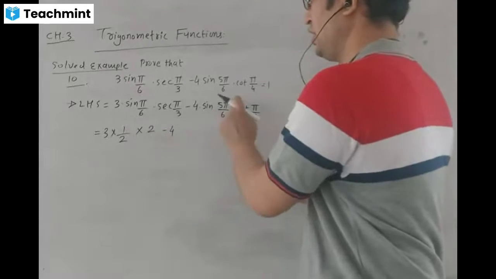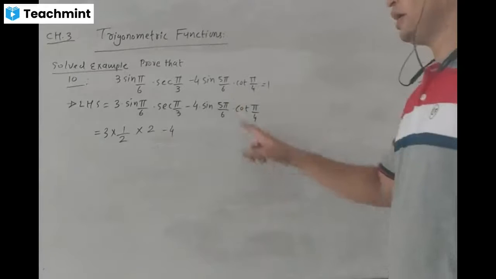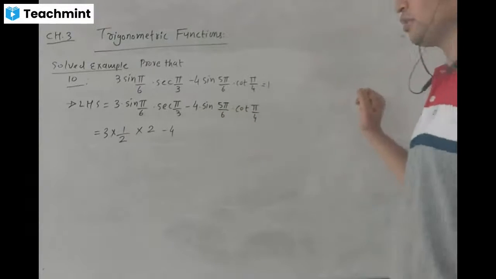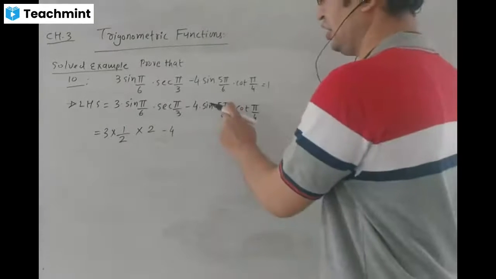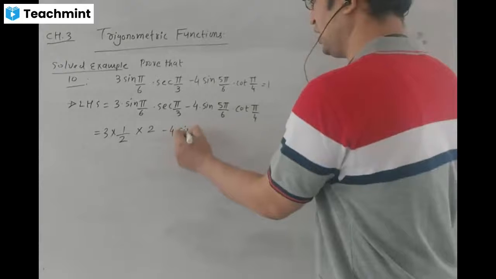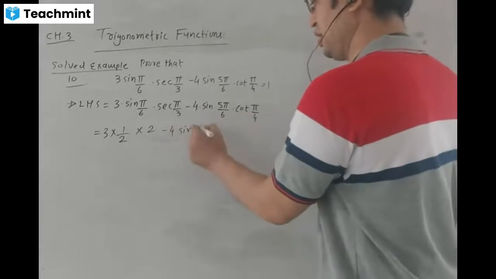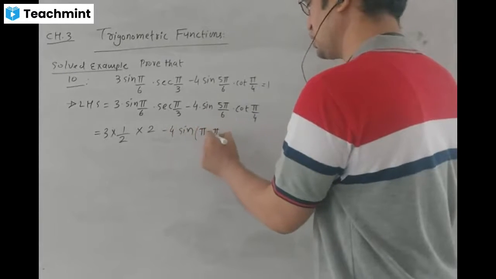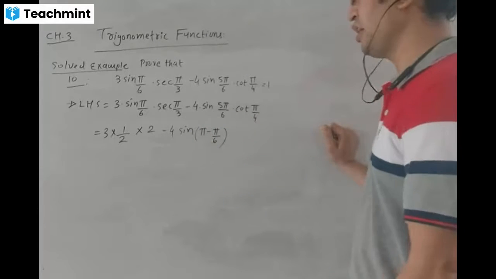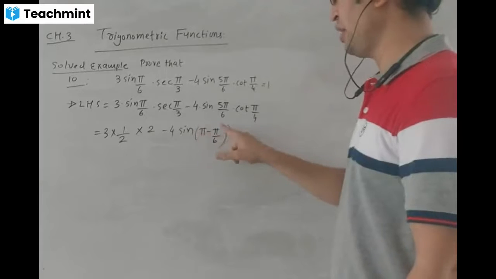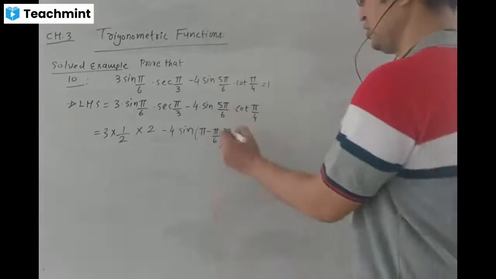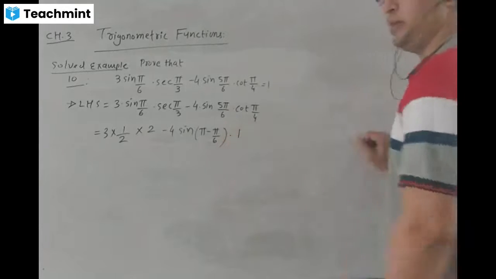Minus 4 sin 5 pi by 6. Pi by 6 is equal to 30, 30 into 5 is 150. Sin 150, that means sin 5 pi by 6, is the same as sin of pi minus pi by 6. That lies in the second quadrant. And cot pi by 4 value is 1.